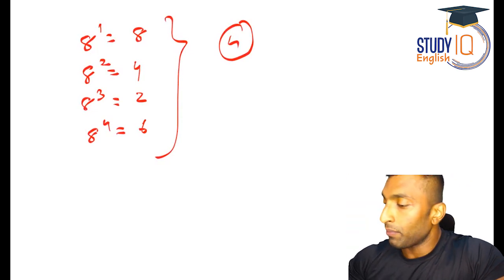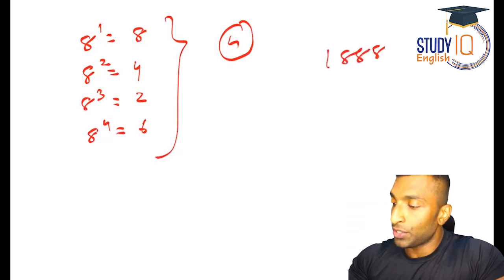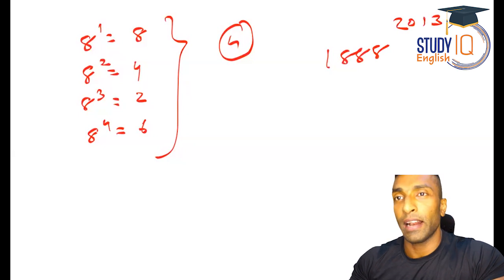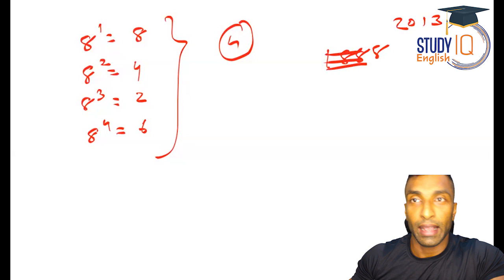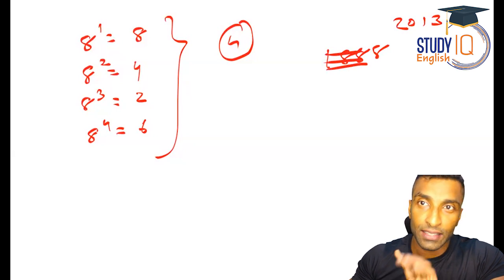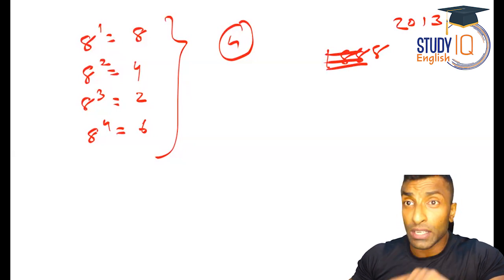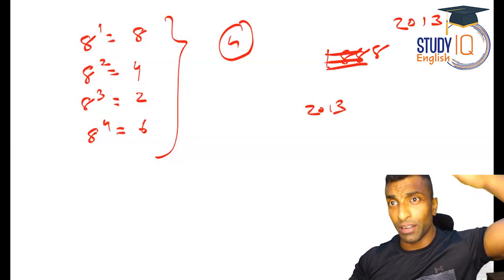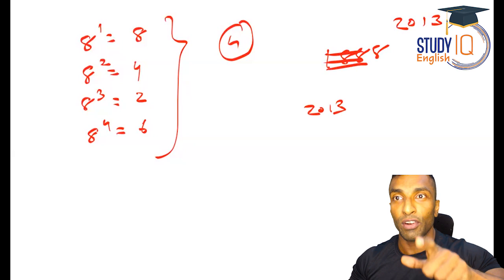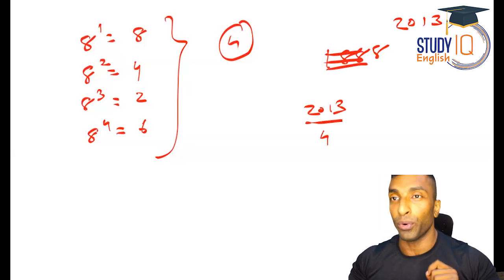Okay. So let's say 1888 raised to 2013. The last digit is what you need to find out. Do we need this? No. 8 is the last digit, and we just need the last digit. 2013 is the power. Take the power. We just need to see where 2013 will fit if you arrange in that order. For that, we divide by 4.